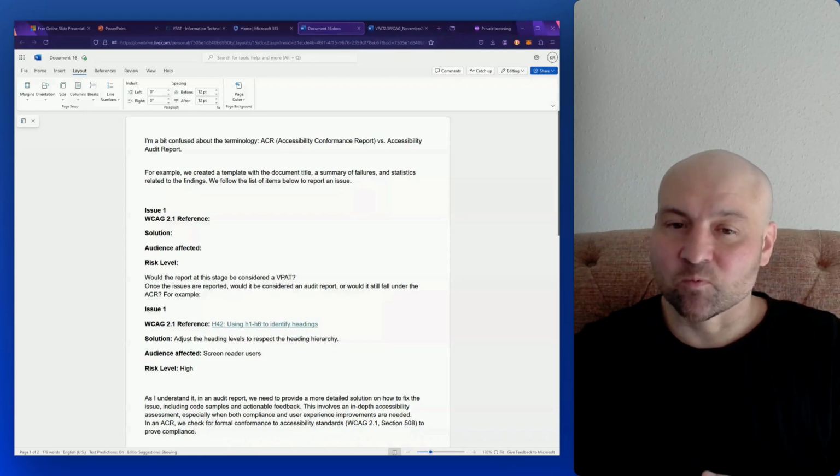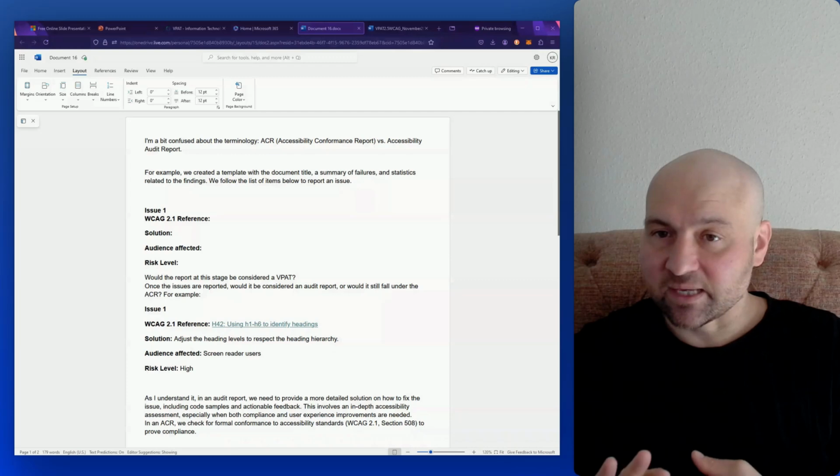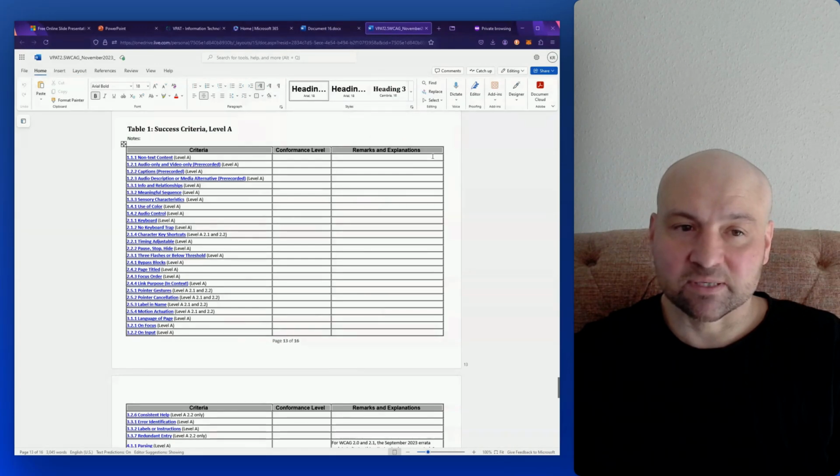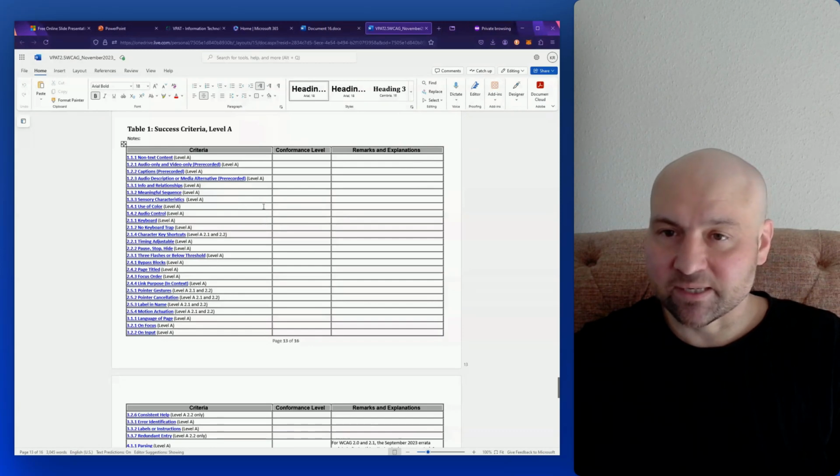And then the question is, would the report at this stage be considered a VPAT? No, because a VPAT is a standard document. So let's go ahead and tab over to this VPAT, which is version 2.5. It's for the WCAG edition. And here I'm at the table. And so the table really is the material portion of this template. And so we're going to fill in the table to account for the accessibility.